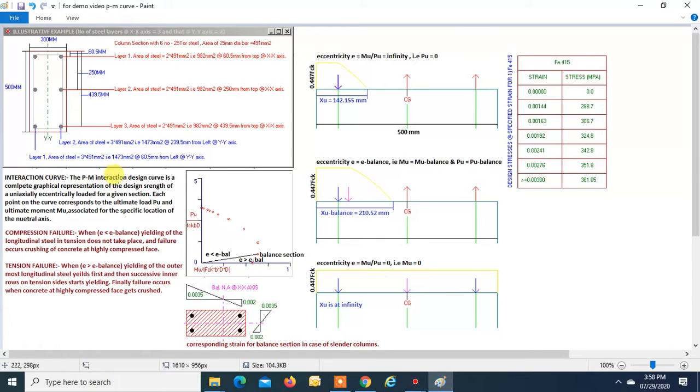Interaction curve. The PM interaction design curve is a complete graphical representation of the design strength of a uniaxially eccentrically loaded column for a given section. Okay, so this is a demo graph.